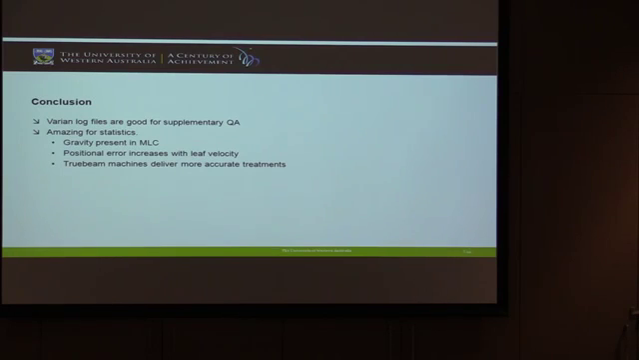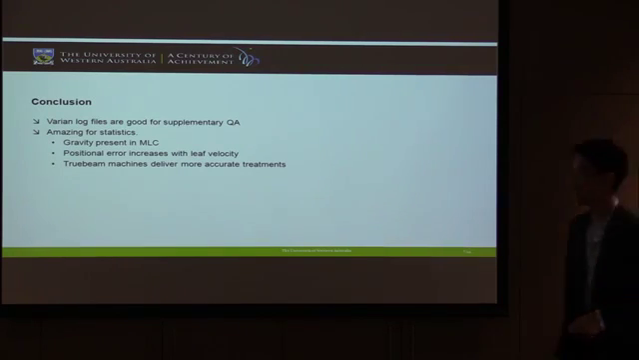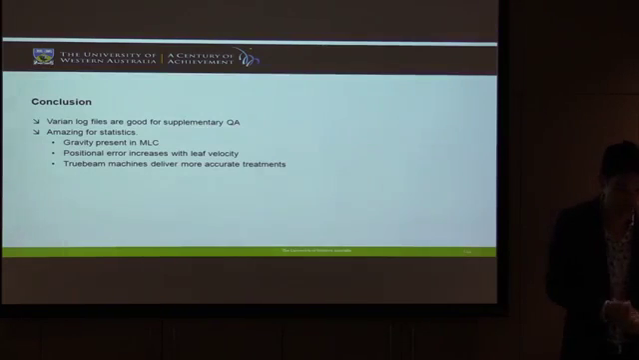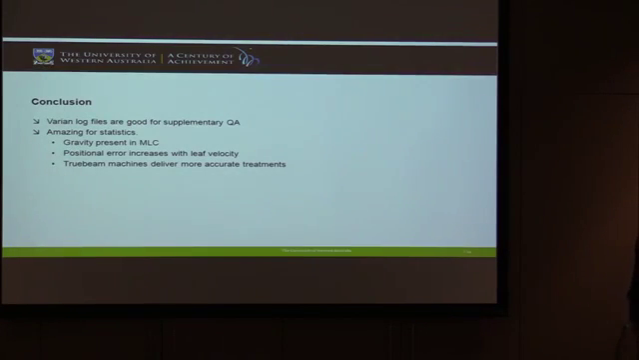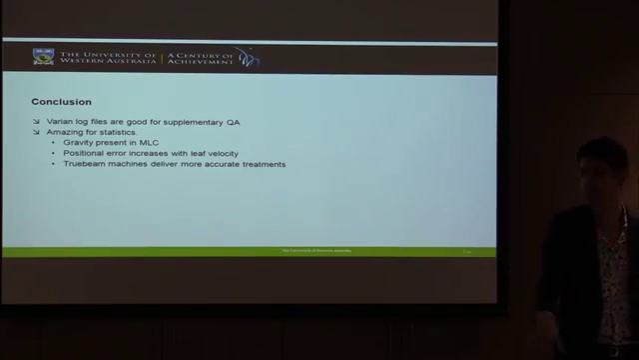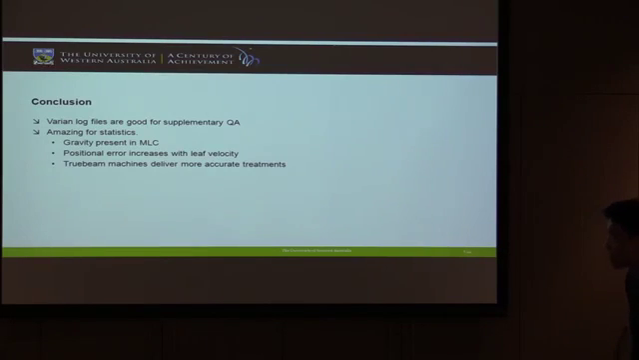So those are the main results, really. There were others, but less interesting. So basically, in conclusion, I guess Varian log files are a great form for supplementary QA and doing lots of bulk statistics on. There's a gantry dependence present in the MLC, but whether that's from gravity or just some mechanical issue remains to be seen. Positional errors increase with leaf velocity, again, what you would expect. And I guess TrueBeam machines are better because they're new and fancy.